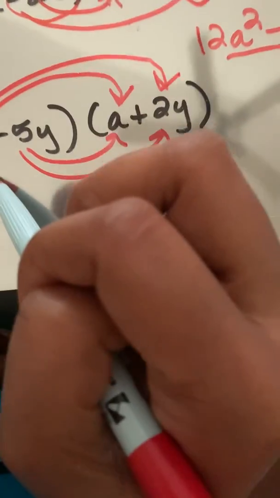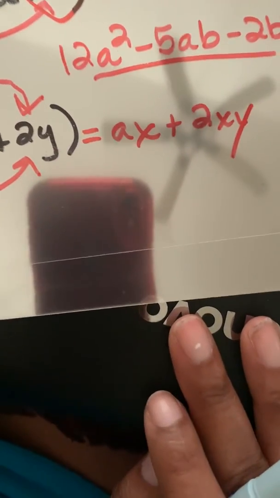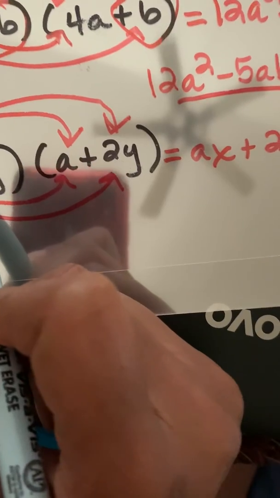Again, we are doing our rainbow. First, outer, inner, last. So here x times a is ax, and you can put xa. I just like my alphabet first. Outer is 2xy. Even if you put them in the wrong order, that's fine. I don't mind at all. I understand what you're trying to tell me. Inside is negative 5ay. And last is negative 5y times 2y, so that's negative 10y squared.